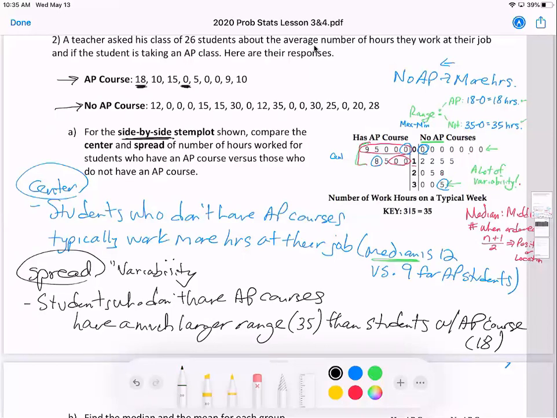Well, if students are in AP courses, they might not have time, but there could be other factors, right? Maybe students who are in AP courses are also more likely to be in sports. So maybe it's not that they're taking AP courses, but maybe it's because they're taking sports, and that's why they don't have a lot of time for work. And then students who aren't in AP courses, it would make sense. Maybe they have more time to be able to take more hours at their jobs. So that's comparing the center and the spread.